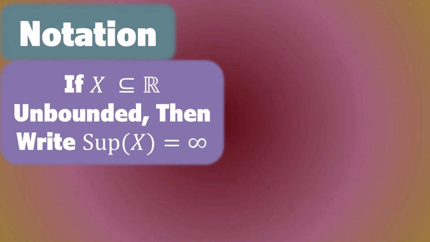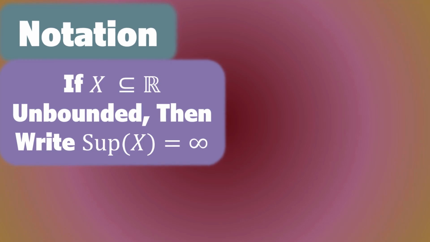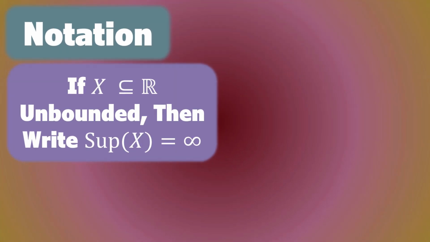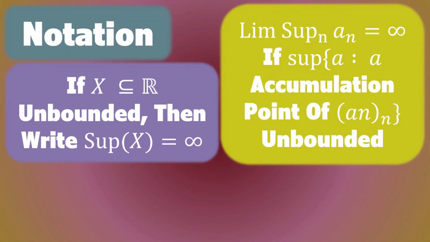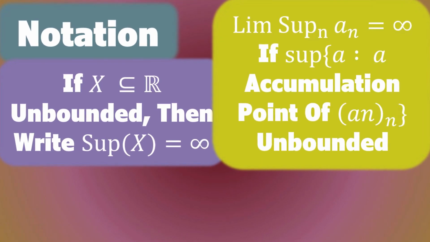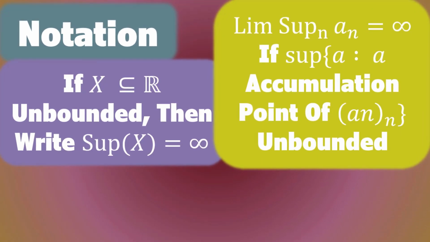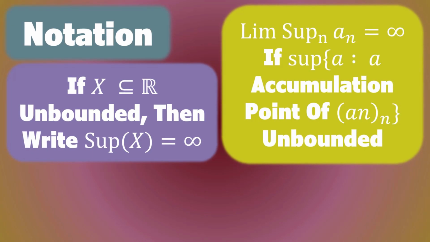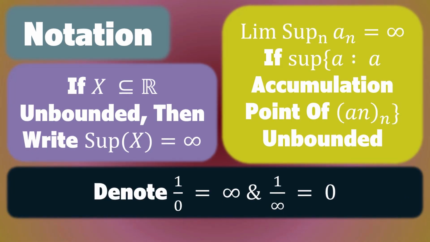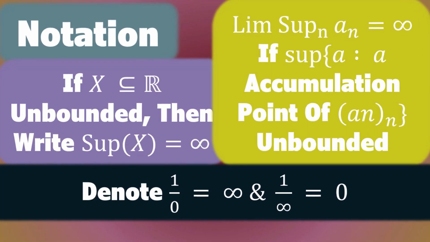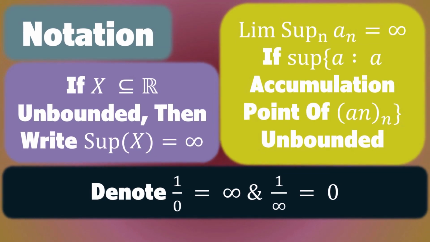Next, let's discuss some points on notation. If x is a subset of the real numbers and unbounded, then we write the supremum of x equals infinity. We may also write the lim sup of a sub n equals infinity if the supremum of all a such that a is an accumulation point of a sub n is unbounded. Also, we denote 1 over 0 as infinity and 1 over infinity as 0, but this is just notation.